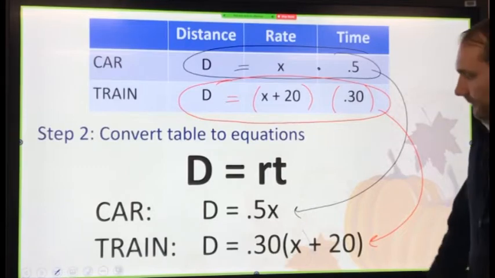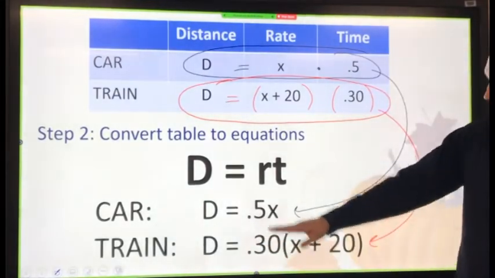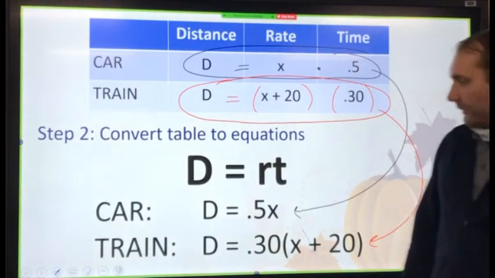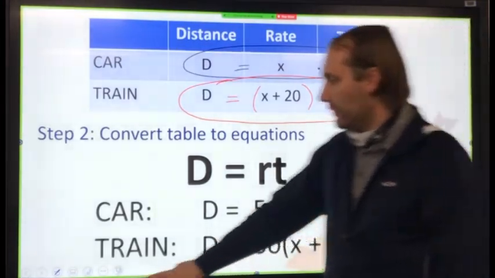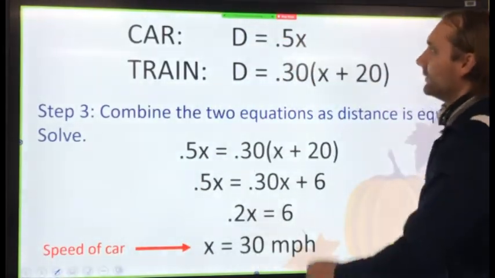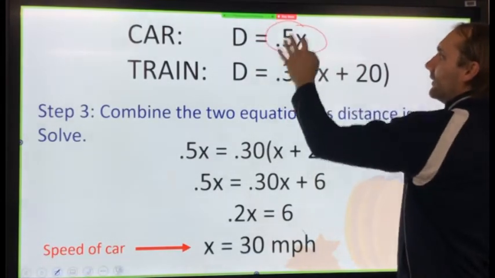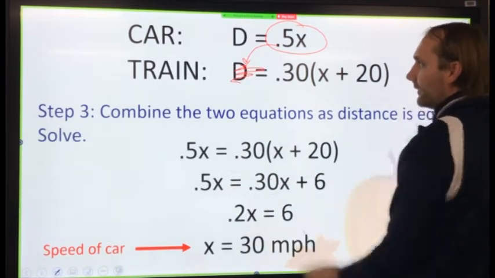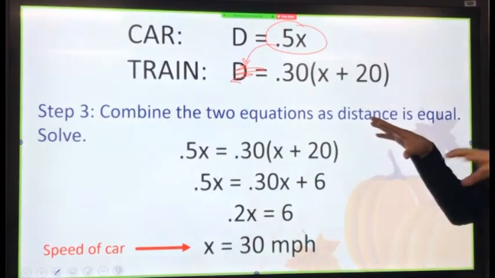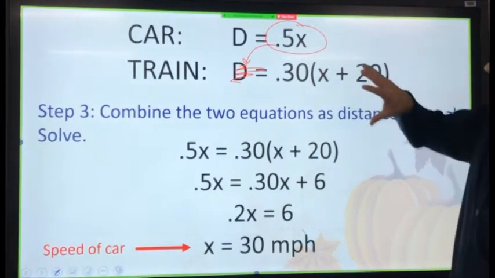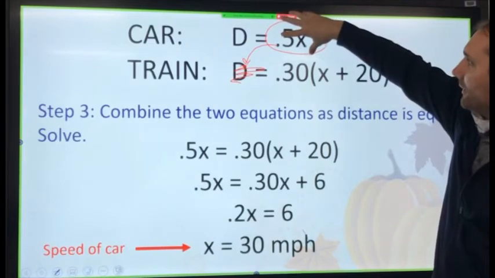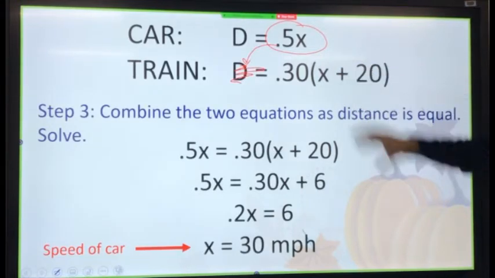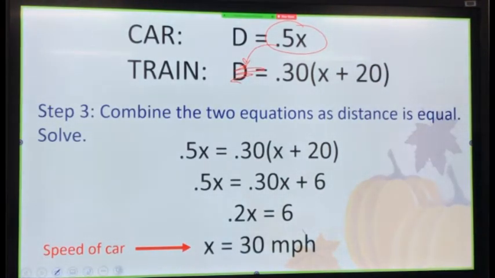Now let's look at these two equations. What do you notice about these two equations that they have in common? They both equal D. So if your equations equal the same variable, then you can set the two equations equal to one another. So I have D equals 0.5x. So let me substitute or replace this D with that 0.5x. I can set the two equations equal since we're both going to the same spot. My rate times my time on my car will equal my rate times my time traveled with the train. Just note that the train is a little bit faster.